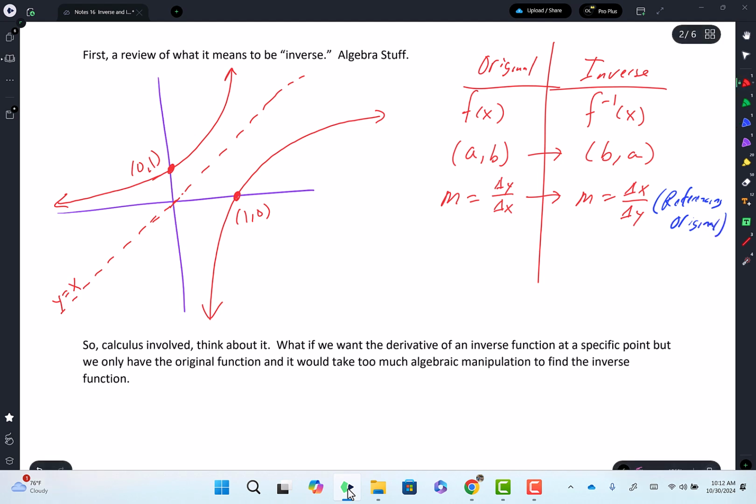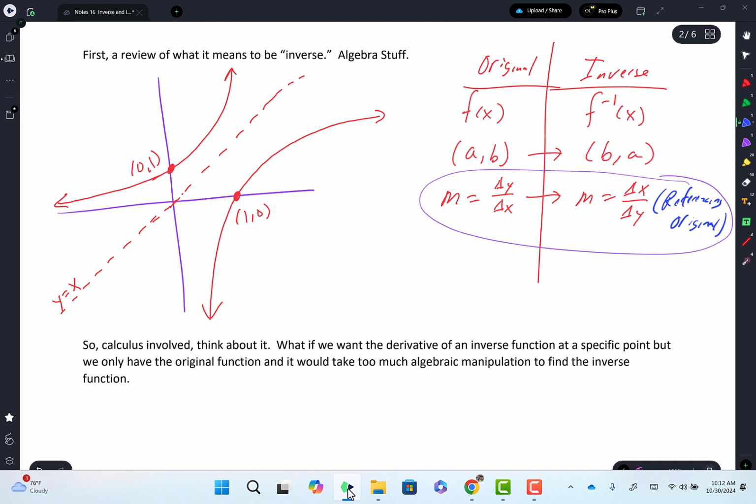Slope is always change in y over change in x, but referencing the original, change in x over change in y. Okay. Chop, I don't understand what you mean by this. And it's okay. Okay, let's do a sample so you can see what I'm talking about.